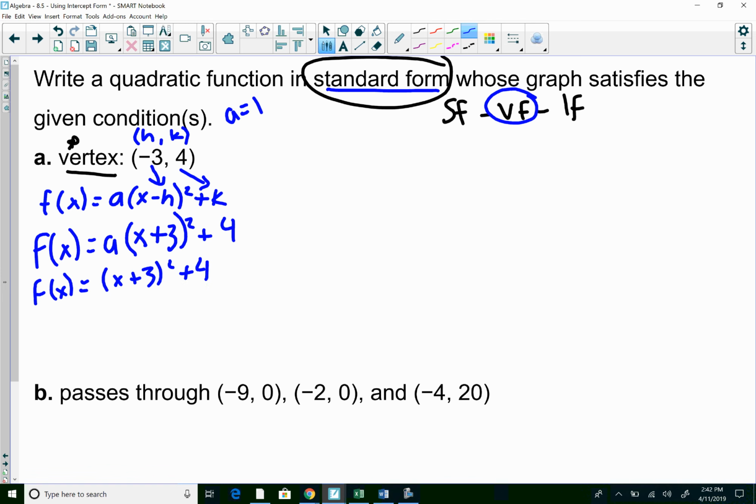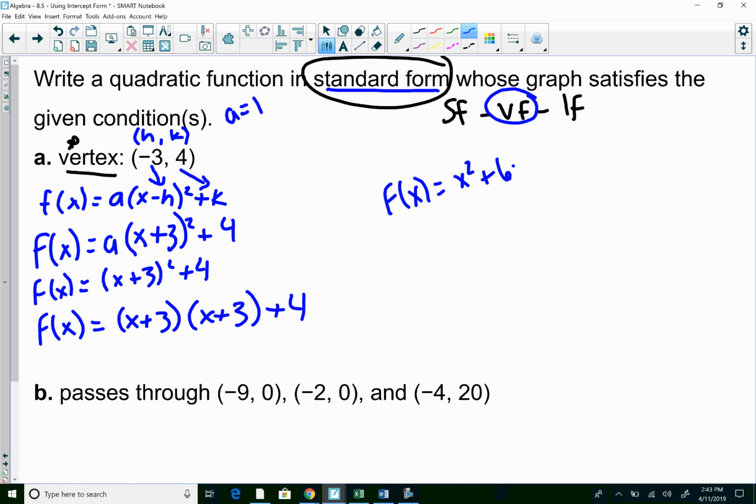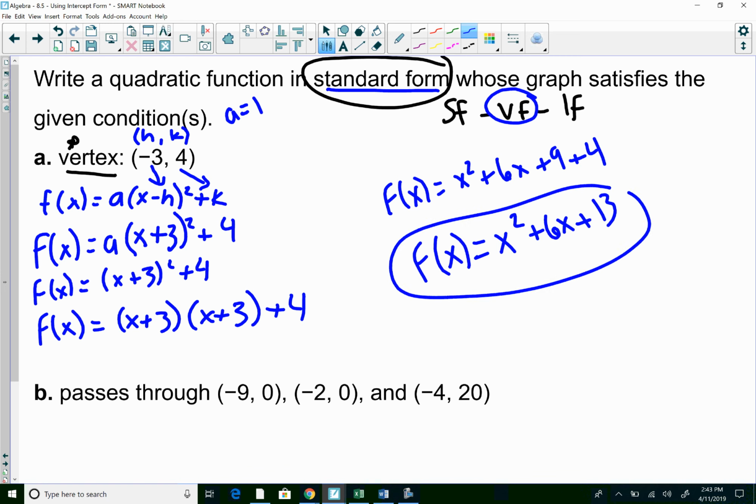Then what we're going to do from here is take this (x plus 3) and write it as two separate factors. We're just going to multiply these two binomials together. So that will turn into x squared plus 6x plus 9 plus 4. And then in basic standard form, our new function will be x squared plus 6x plus 13. So there is our new function.